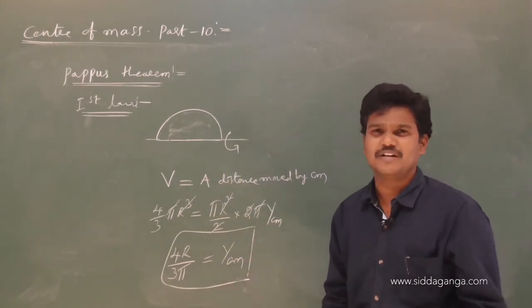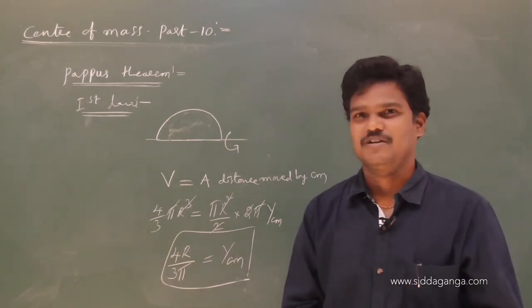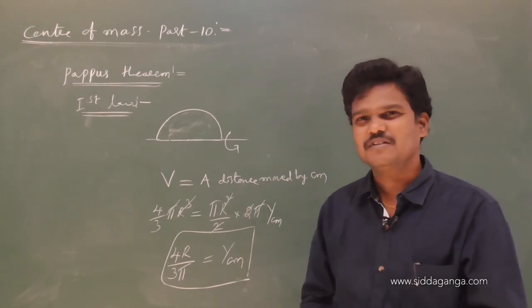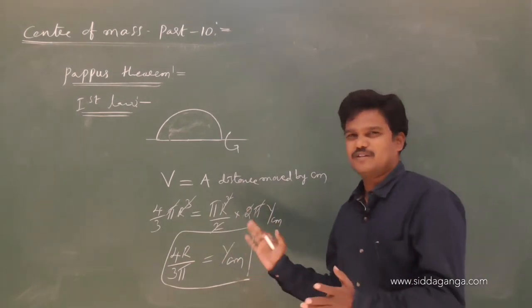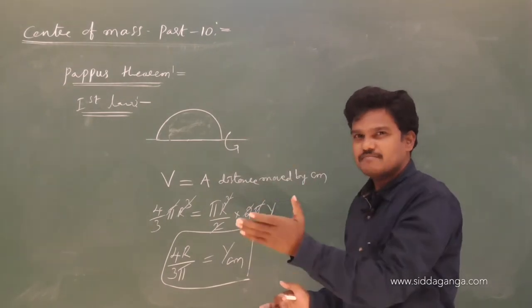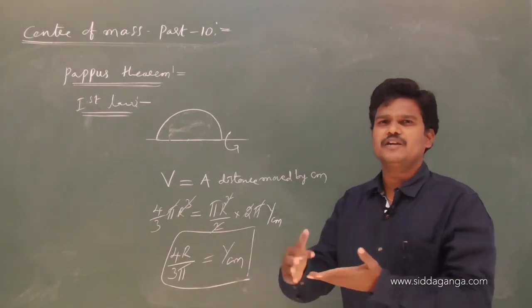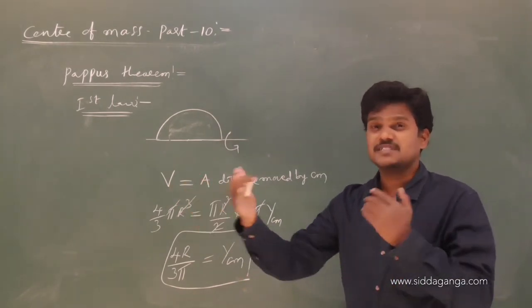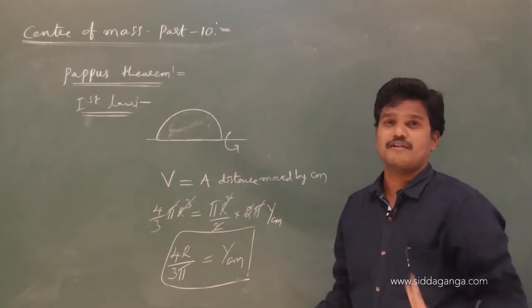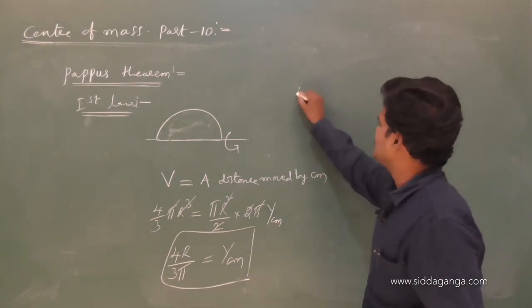Okay, methods are so many. Generally everyone will follow the method of integration. Most of them do not follow this method. So this is also possible, but okay. So if any plate is rotated, then volume is generated. That volume is equal to what? Volume is equal to area into some distance. What is that distance? Distance moved by the center of mass. This is the formula. In the same manner, see the second law.